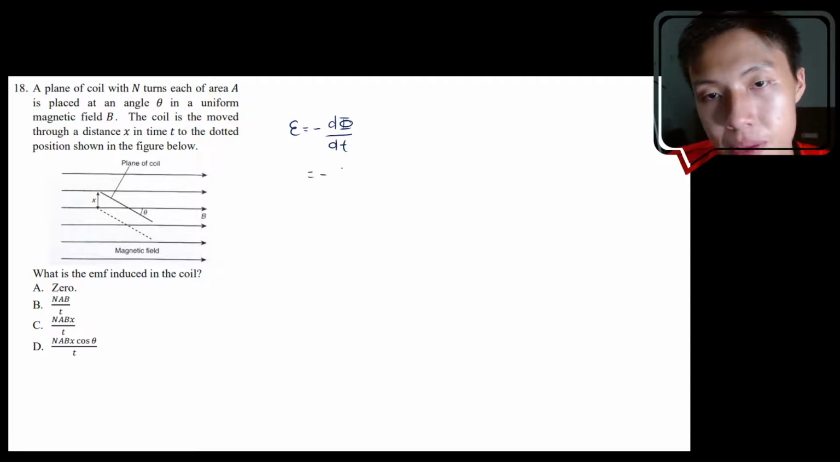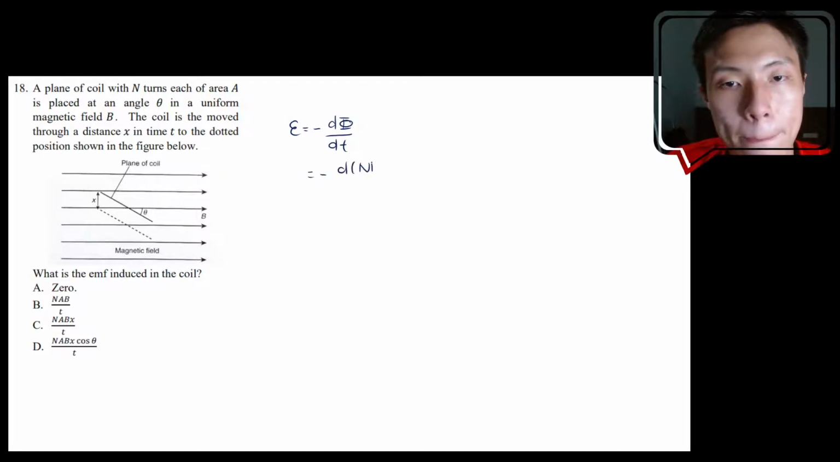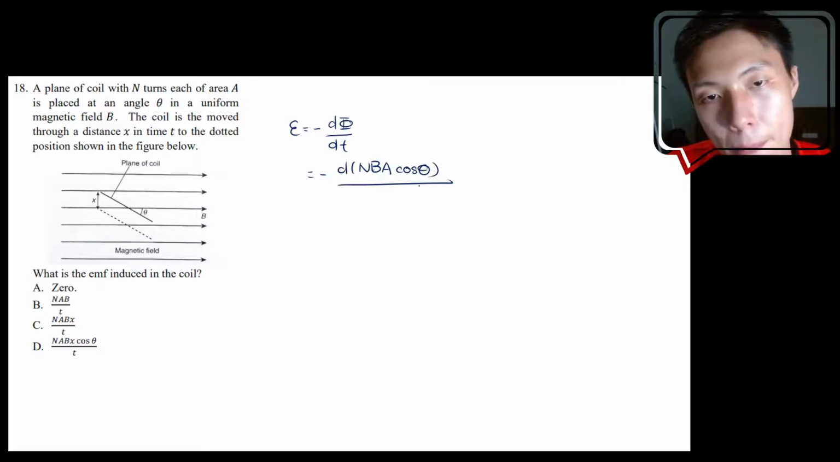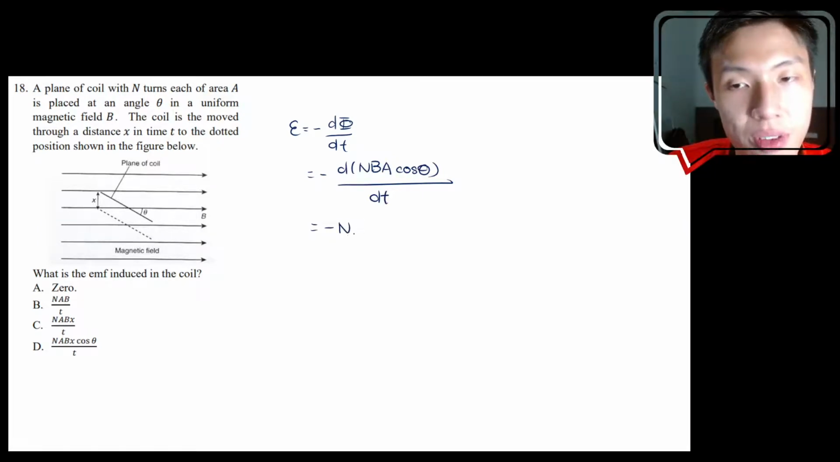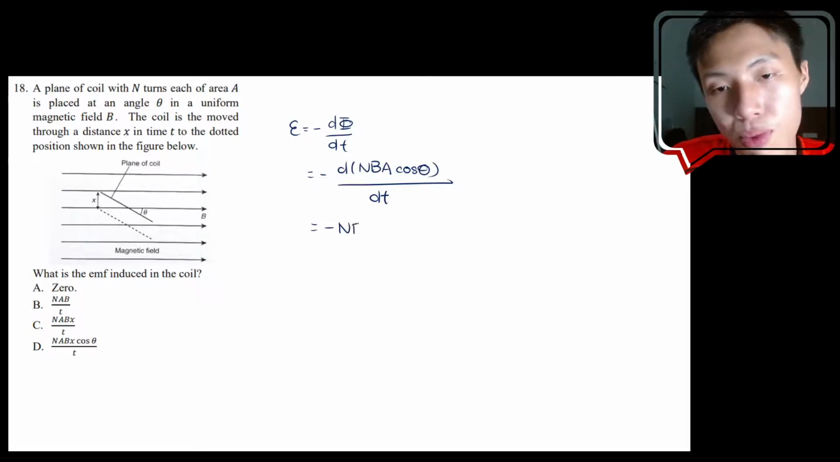Okay, break it open. You know the number of turns never changes, so you can take it out. You are not changing the strength of the magnetic field. You are not making it stronger or weaker, so you can bring it out.